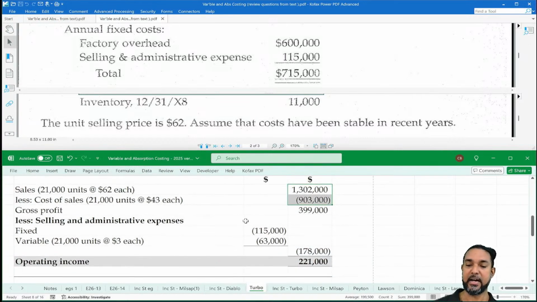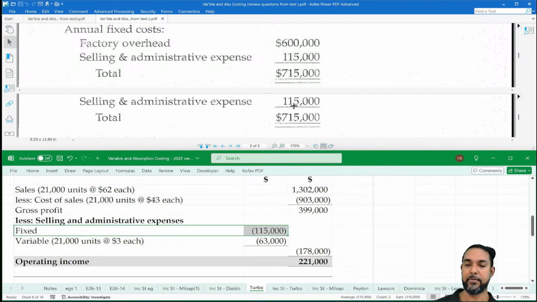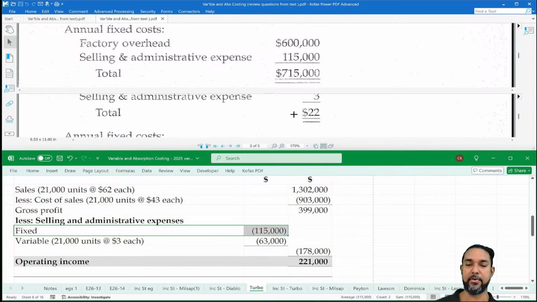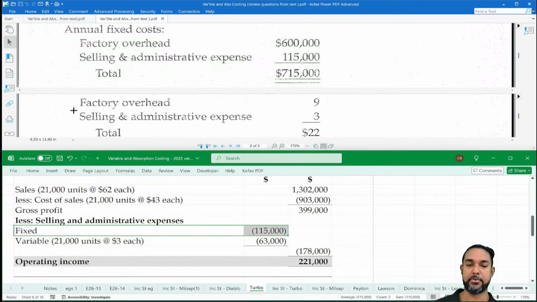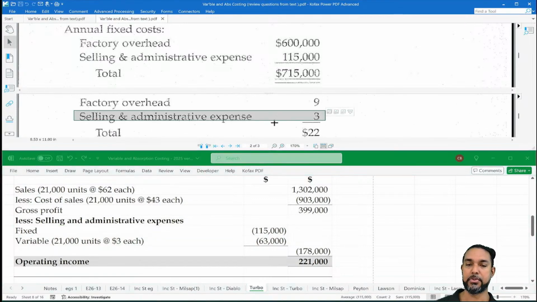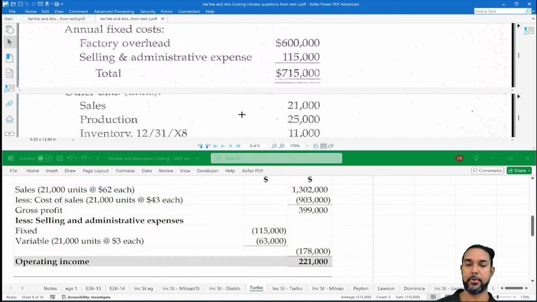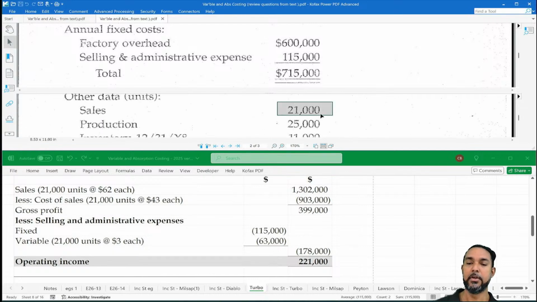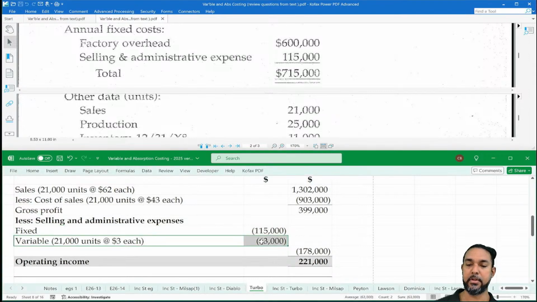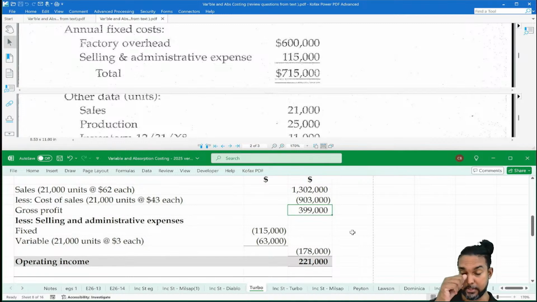Then the selling and admin. We have the fixed selling and admin, sorry, let me go back up there. That's the 115, and then for the variable, it's $3 per unit, and we sold 21,000 units. So 21 by 3 is 63. We add these two, we get 178, and we subtract that from that to get the 221. So that's the absorption costing income statement.